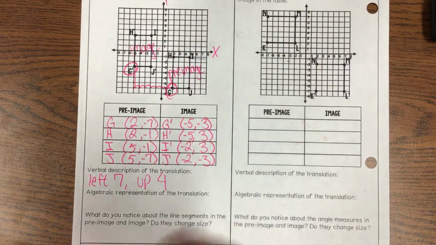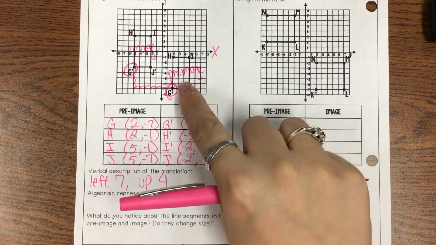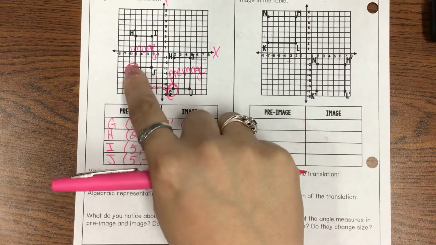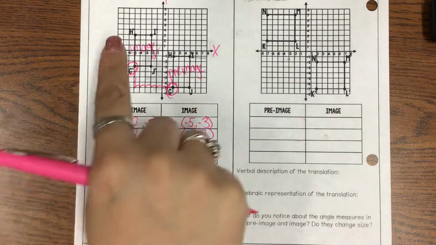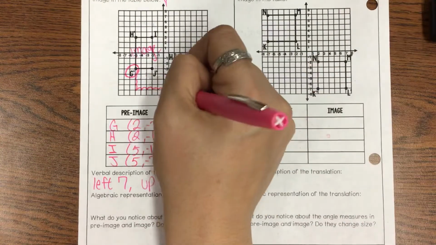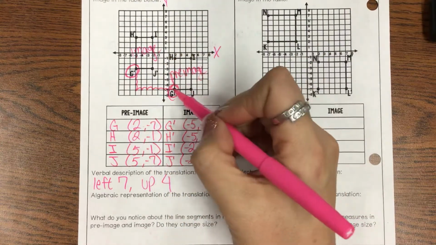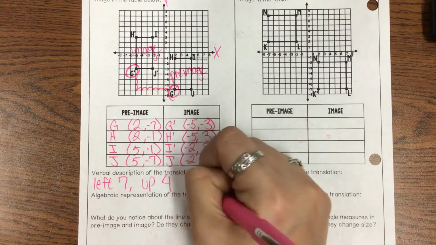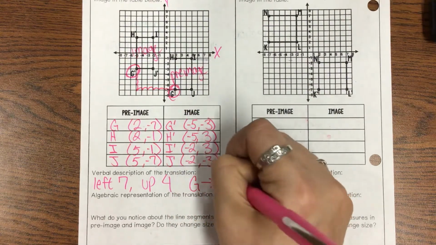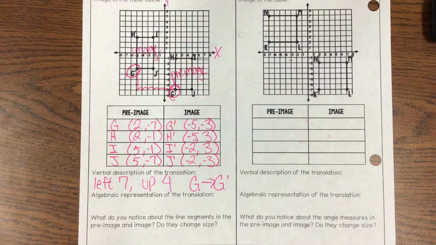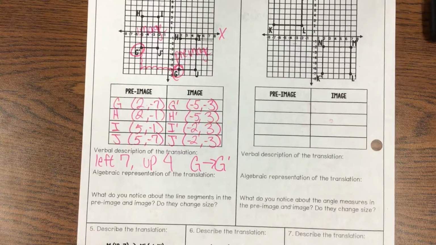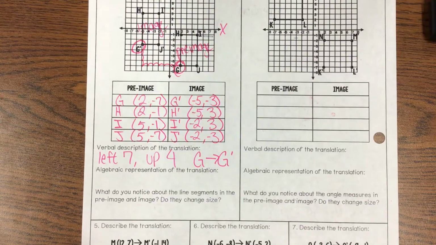It is huge that when we're giving directions, we're starting at G and going to G prime, not going this way. We have to start with that G and go to G prime. It asks us mathematically, what does that look like?